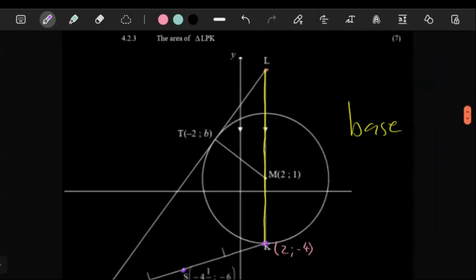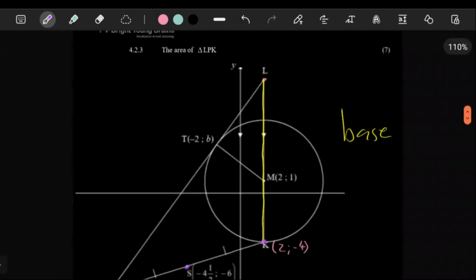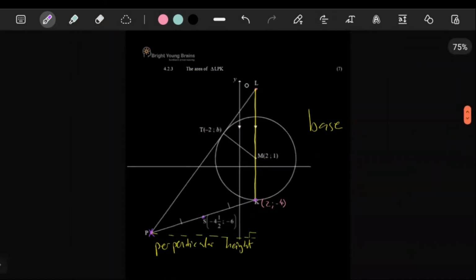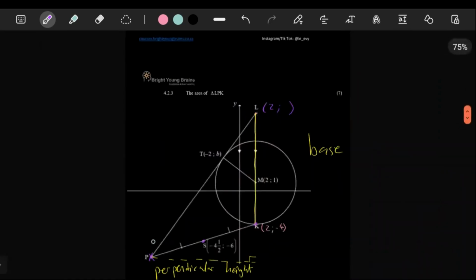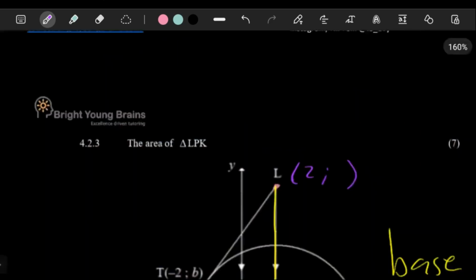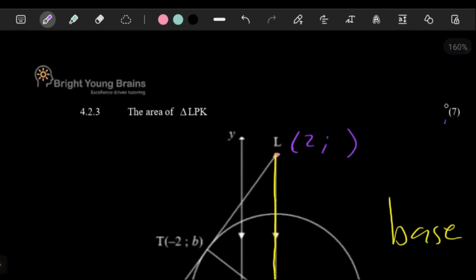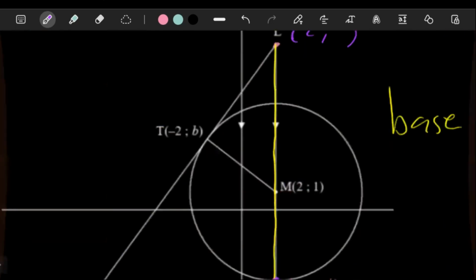So we can get this one. And then for L, we already know we have the equation of LTP. So we can just put the x value of 2 in the equation, and then we'll have the y value. Because if we have L and you have P, you're good to go. Remember, this is not a 7-mark question for nothing. So let's get what we need to do.